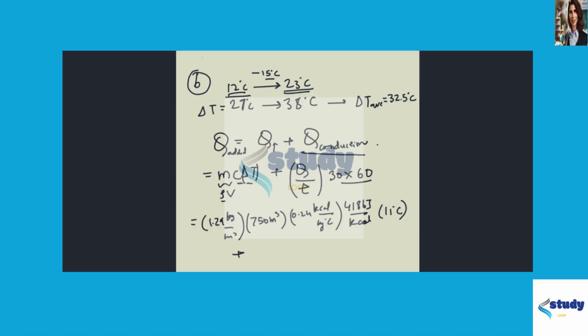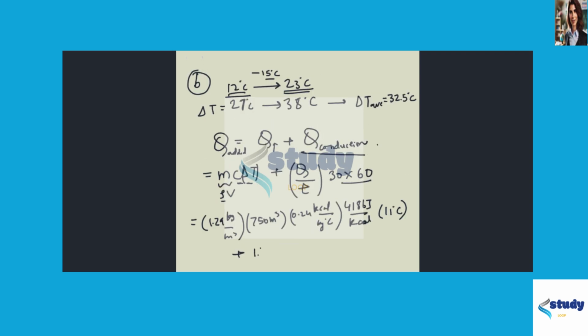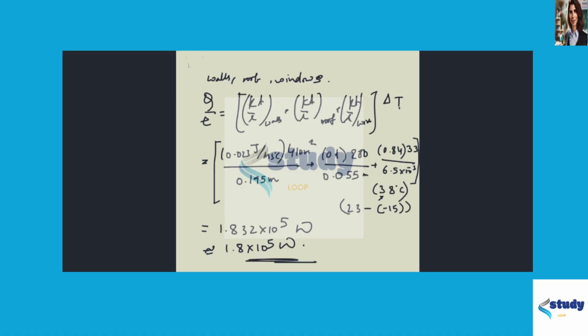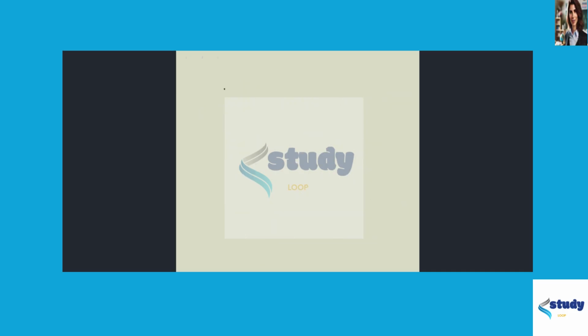It is 23 minus 12, plus the heat lost due to conduction, which is Q by T, as we calculated in the last part, 1.8 into 10 power 5 joule per second times... Remember that we want to measure this value at 32.5 degrees instead of at 38 degrees. So we multiply it by 32.5 by 38 times the 1800 seconds, which gives us 2.5 into 10 power 8 joules.